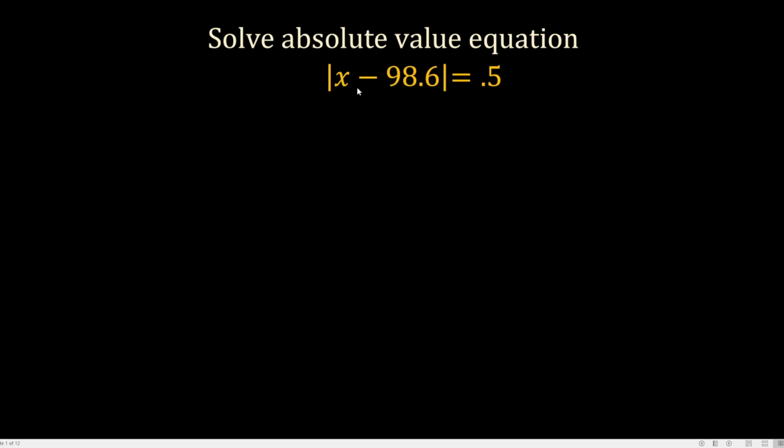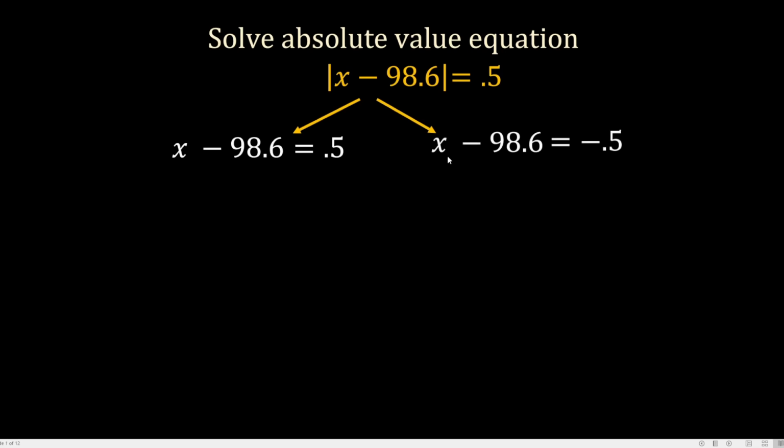We are going to solve this absolute value equation, absolute value of x minus 98.6 equal to 0.5. For that, let's write two different equations. The first one is x minus 98.6 equal to 0.5 and the second one is x minus 98.6 equal to minus 0.5. Now let's solve each equation.